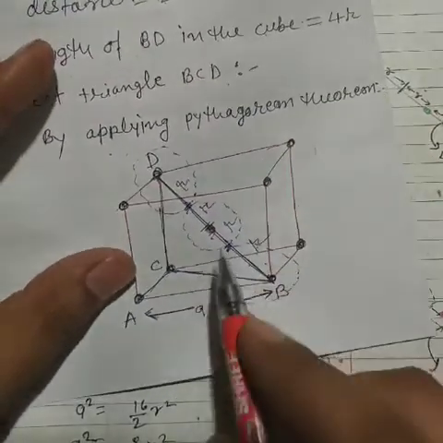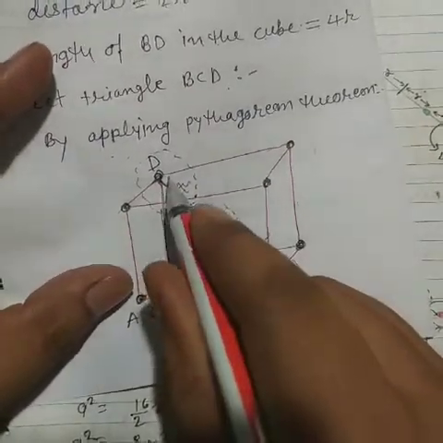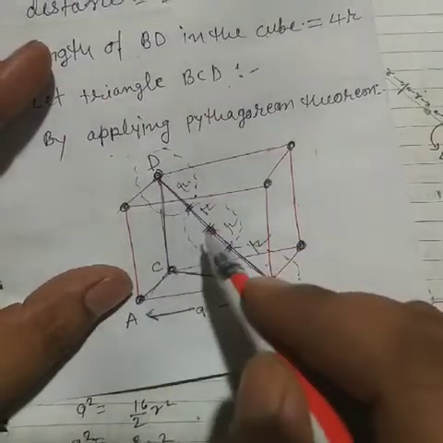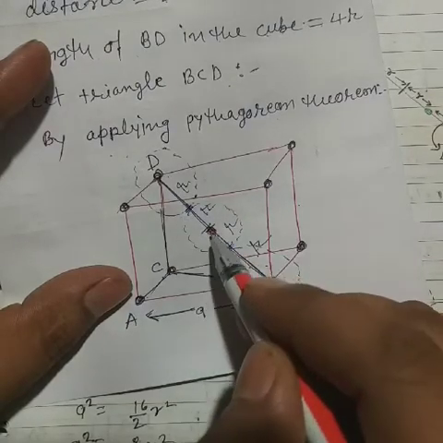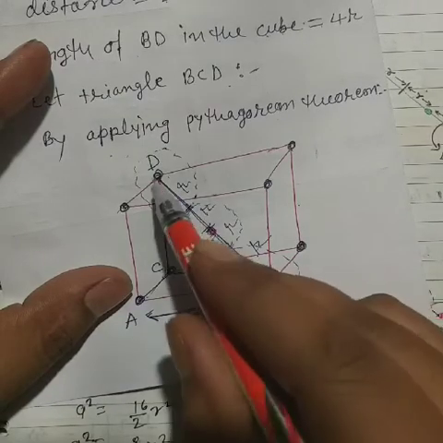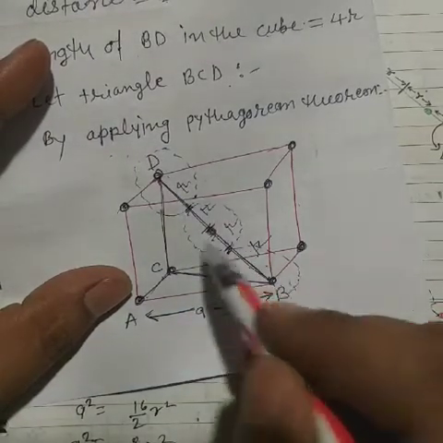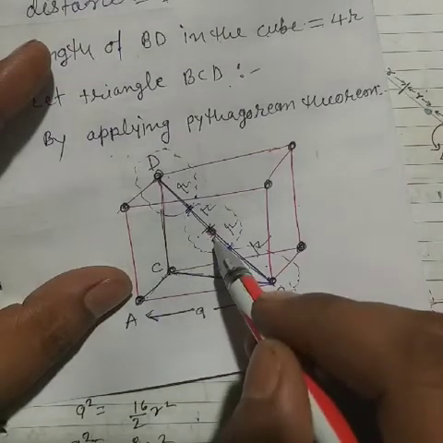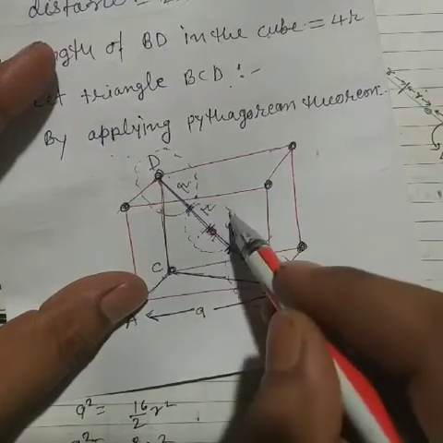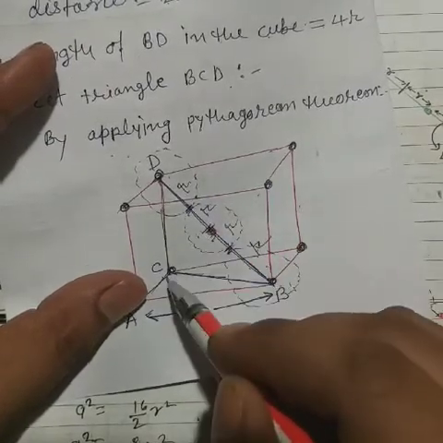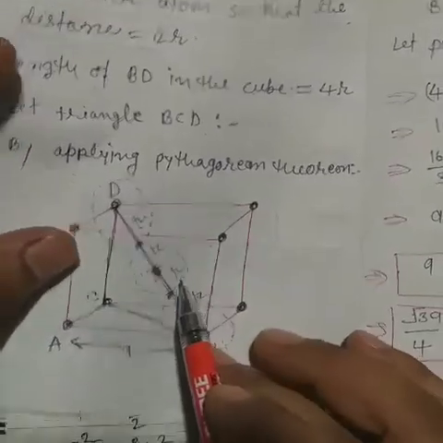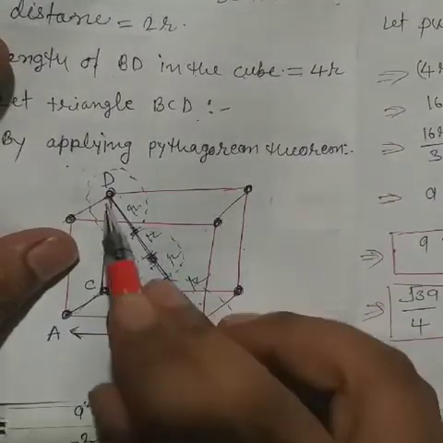Now first of all we will discuss BCD. And why do we take BCD first? Because as we know, BCC has a body centered atom, that means one atom inside the body. This atom touches this atom and this atom and also this atom. Whether it is here or here, I am taking here. So next, applying the Pythagorean theorem. Now first of all, triangle BCD.